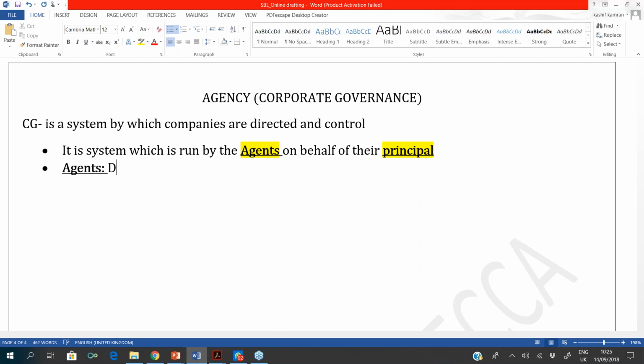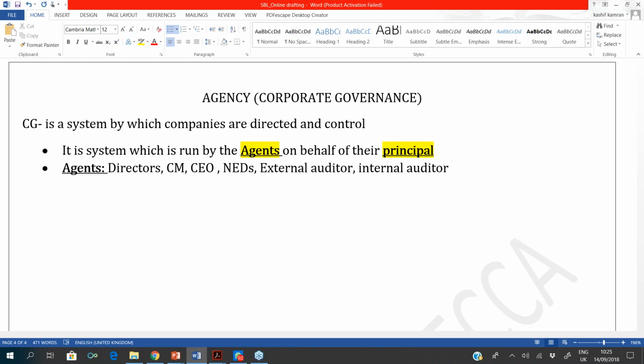The agents of these systems are the directors, the chairman, the CEO, the non-executive directors, the external auditor, the internal auditors. They're all agents, right? They're all agents of the principal. Some of these agents are responsible for direction. Some of these agents are responsible for control. These are agents, right?